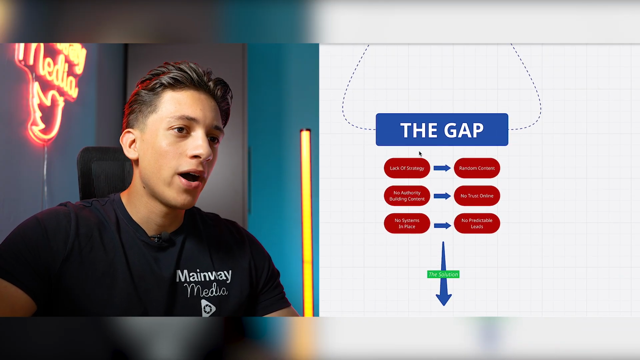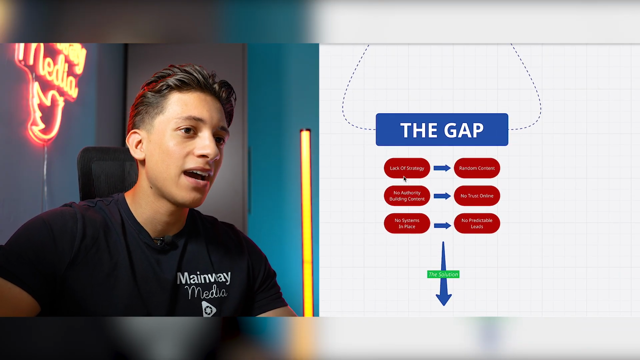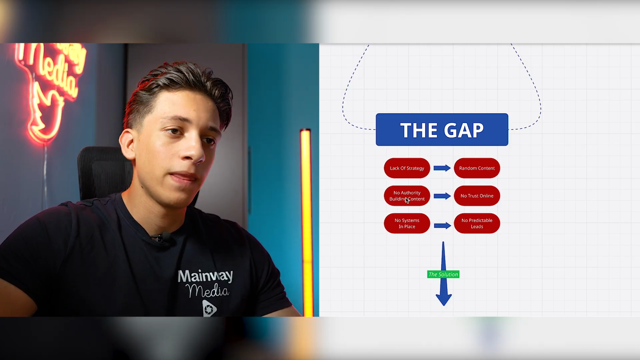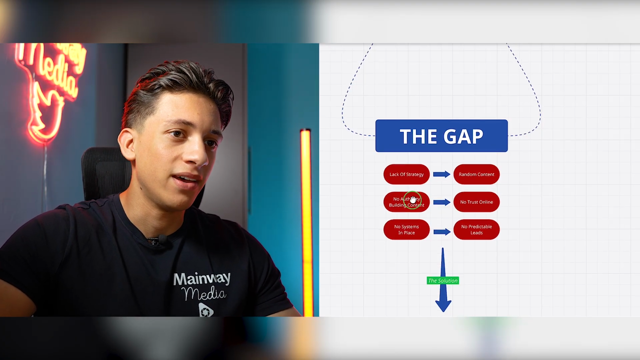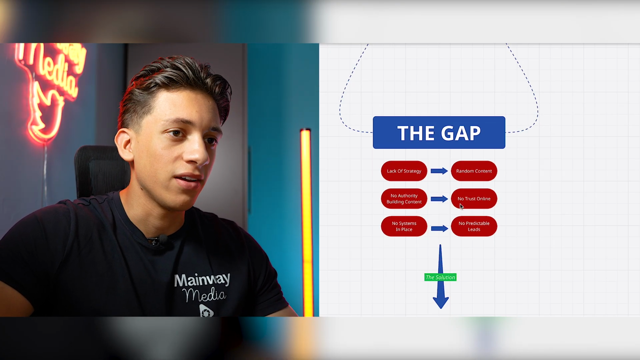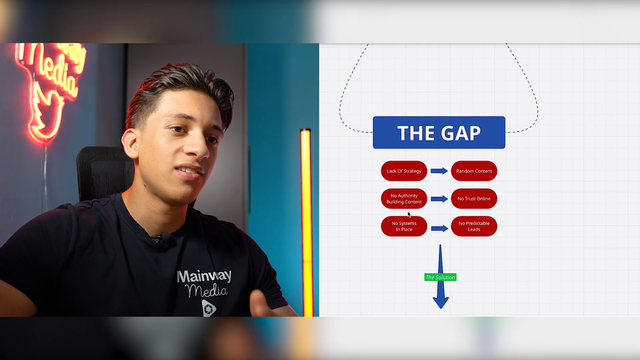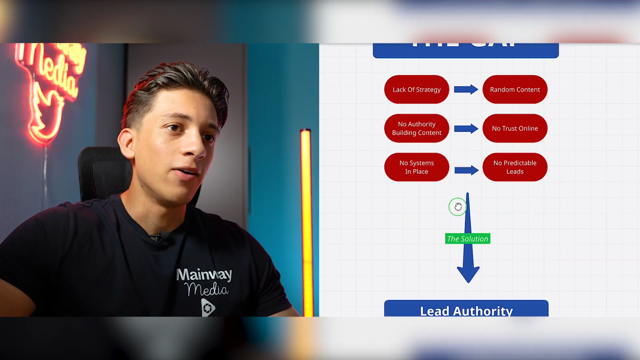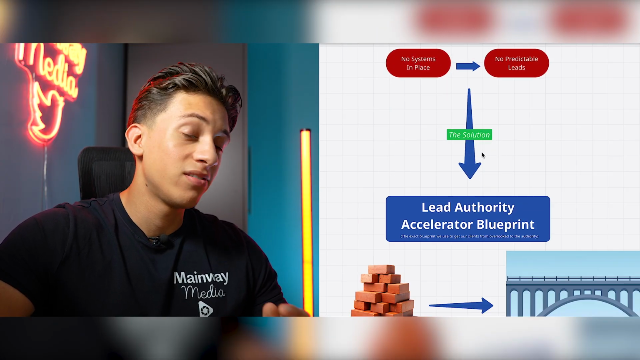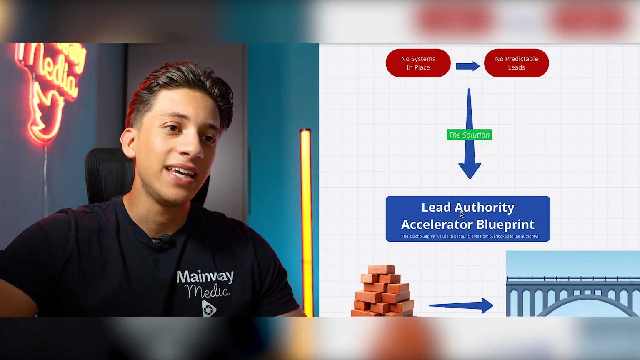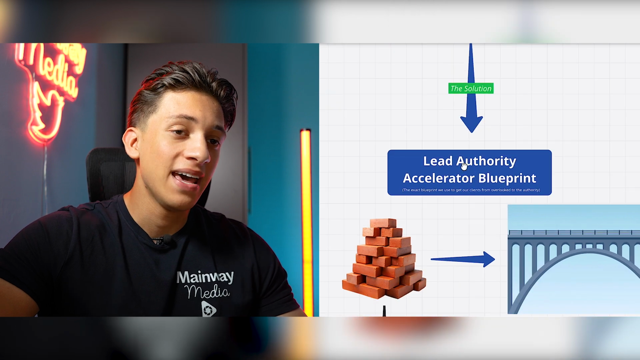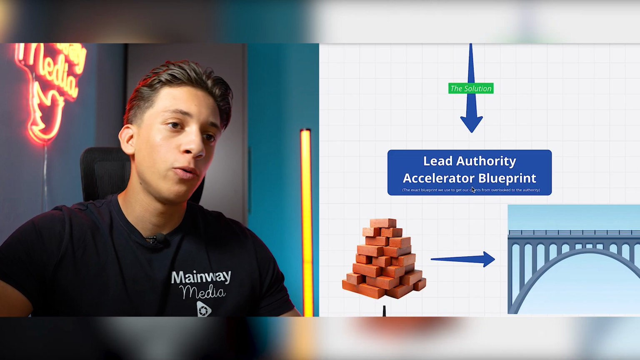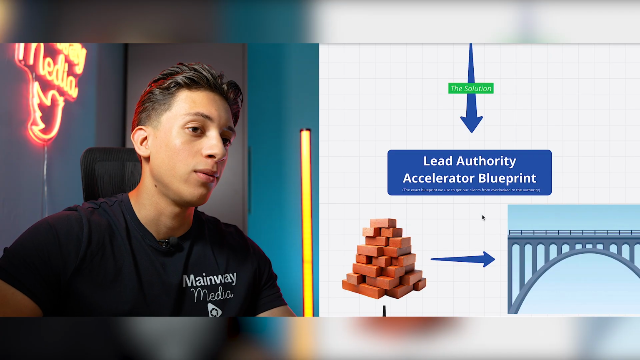So the reason why this gap is there is because there's a lack of strategy in your content, which means you're just posting random stuff. You're not posting authority building content, which means you're not generating trust online. And then you have no systems in place, which ultimately means that you're not getting predictable leads. Now let's dive into the solution. The solution is what I've named the Lead Authority Accelerator Blueprint, and here is exactly how it works. This is the blueprint we actually use with our own clients to get them from overlooked to the authority.